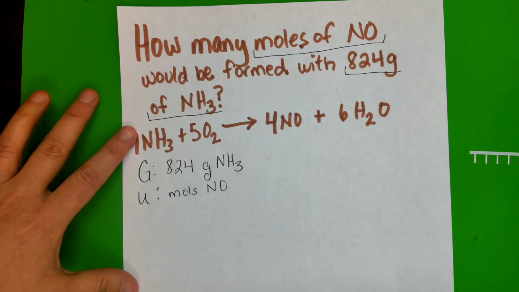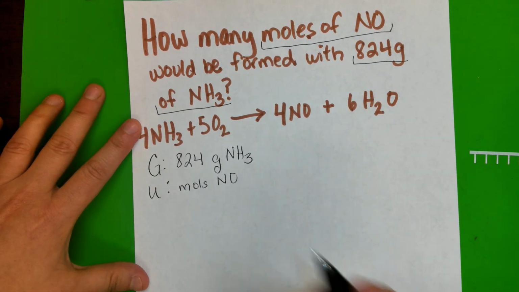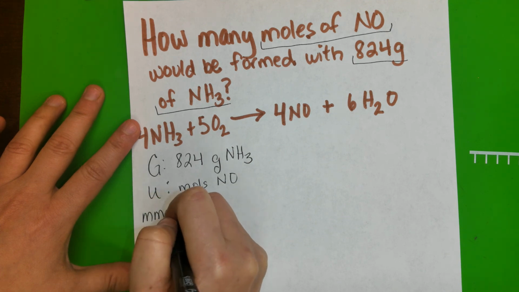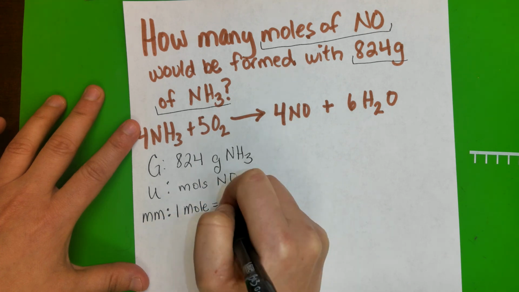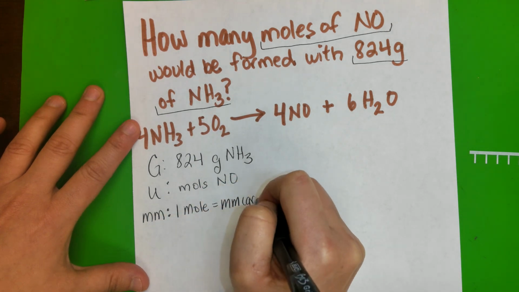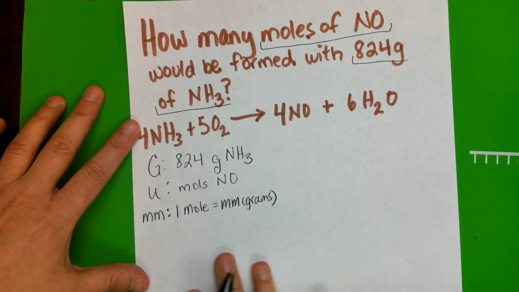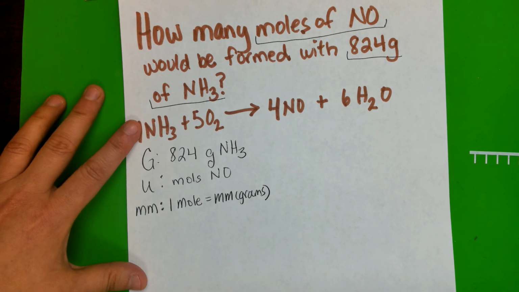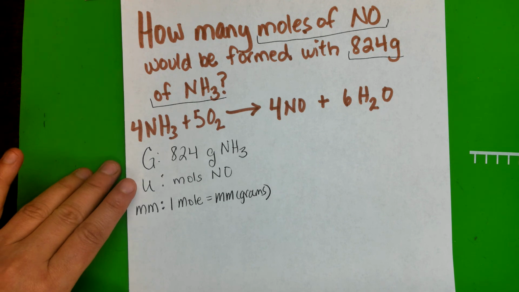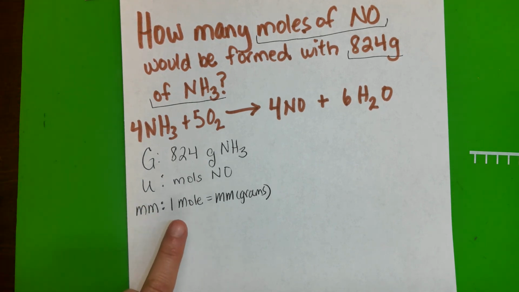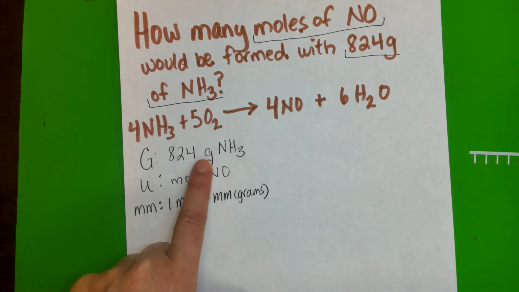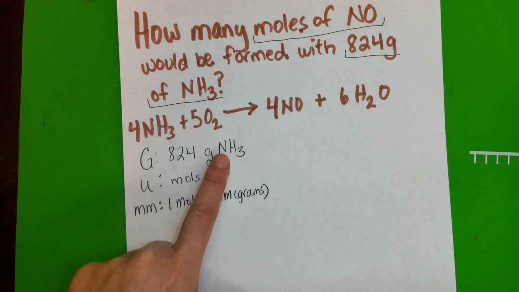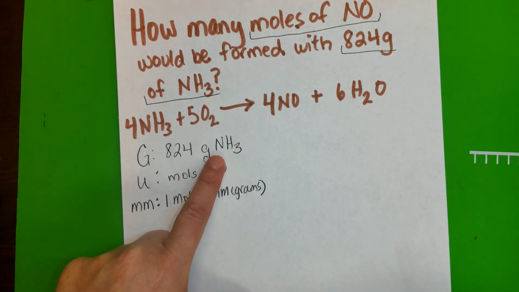Okay, and then what's next now is molar mass. So molar mass, if you guys remember, it's 1 mole equals molar mass. So molar mass is your grams of everything, okay? So we're going to be looking at the molar mass of basically your given, okay? So it's always going to be your given on this one. So in here, it would be NH3.